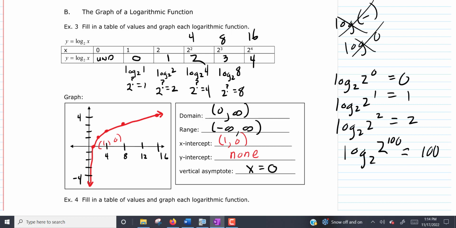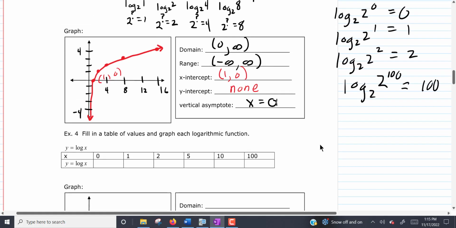If you were doing log base 3, you wouldn't want to just choose any number. You would want to use 3 to the 0, 3 to the first, 3 to the second, 3 to the third, and so forth. You want to use smart numbers when you make out your table.